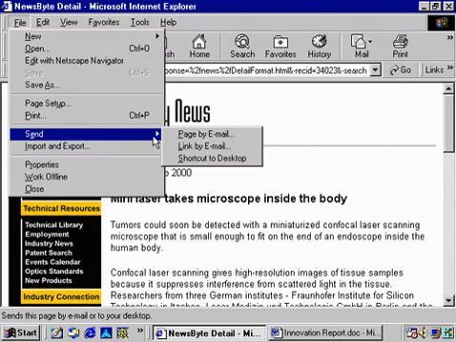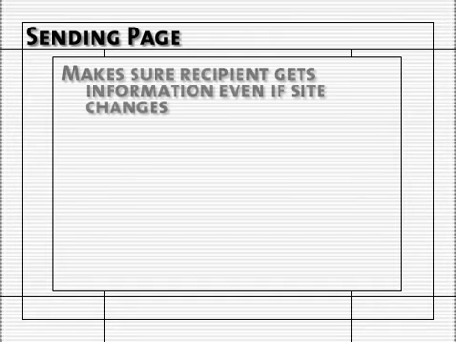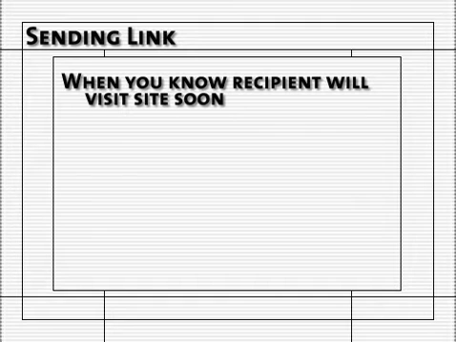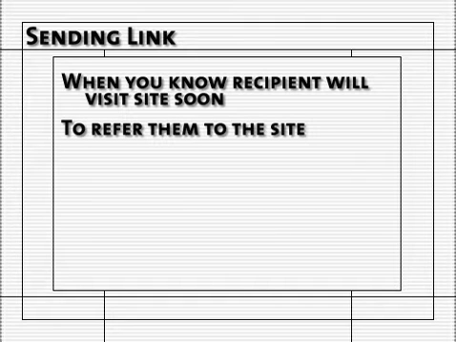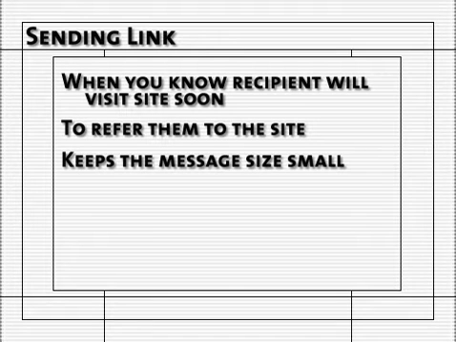We have the option of sending this page by email or of sending a link to this page. Sending the page makes sure that the recipient gets this information even if the page on the web changes. Sending a link is good when you know the recipient will visit the site soon, or if you want to refer them to the site itself rather than to any specific information. Sending a link also keeps the email message size small so it downloads quickly.